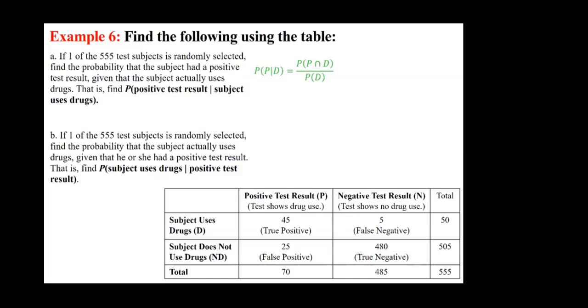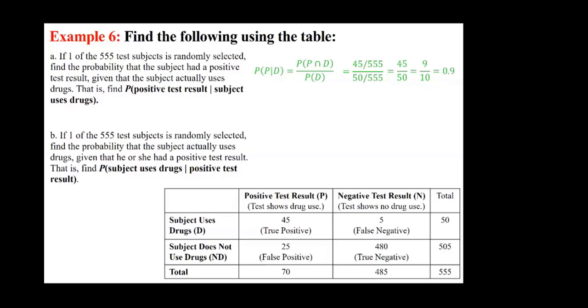So D has a total of 50. So the denominator is no longer 555, but rather only 50. And subject uses drugs. How many of those 50? I'm looking at the very first row, if you will. Subject uses drugs, D. So there's a total of 50. And therefore, how many use the drugs is 45, 45 over 50. Or you can say 45 over 555 over 50 over 555. That is the probability, and it changes to 9 over 10 or 0.9.